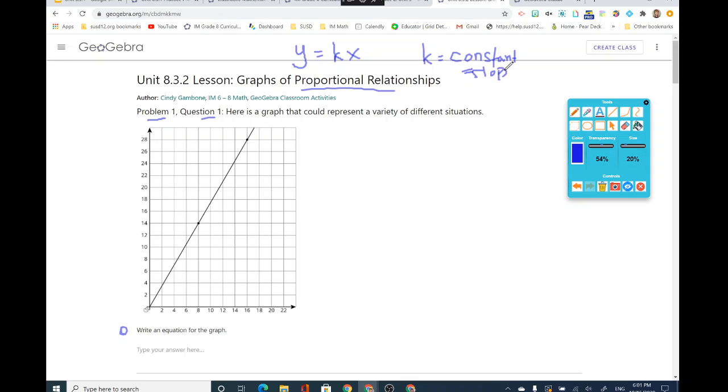As always, I'm having a difficult time with my pen tablet. I don't think anyone can read that. Let me write that slope again.